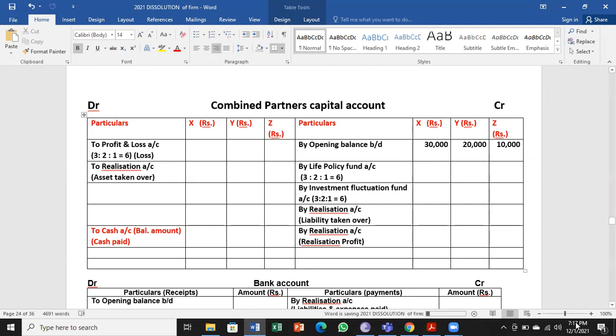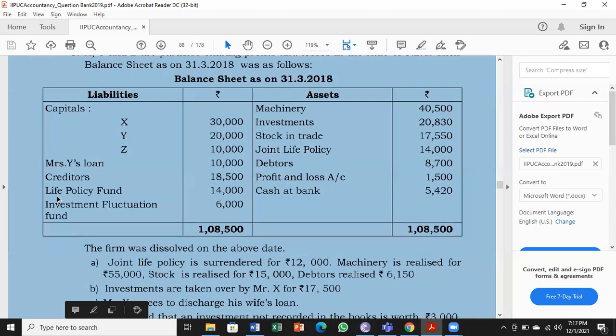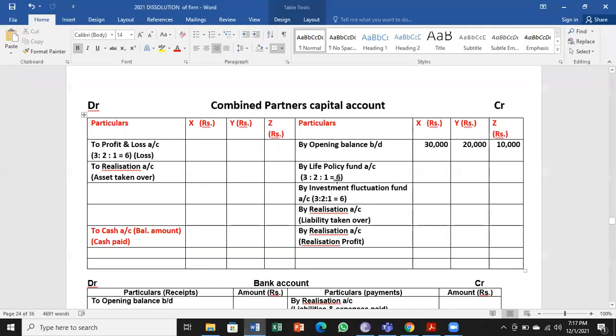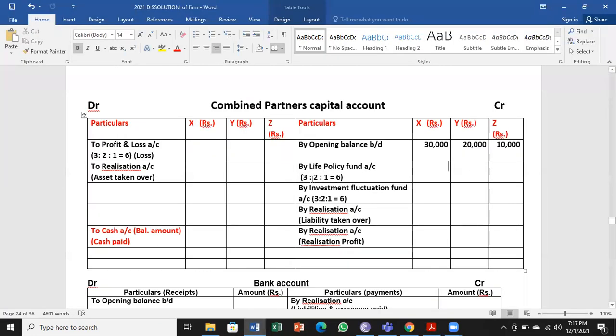Liability shows credit balance. Remember, then we have to go for undistributed profit or loss, that is life policy fund and investment fluctuation fund. Both funds have to be taken to the credit side because both are profit. So by life policy fund in the ratio 3:2:1. So what is the value of life policy fund? If you see 14,000 is there. So 14,000 in 3:2:1 ratio.